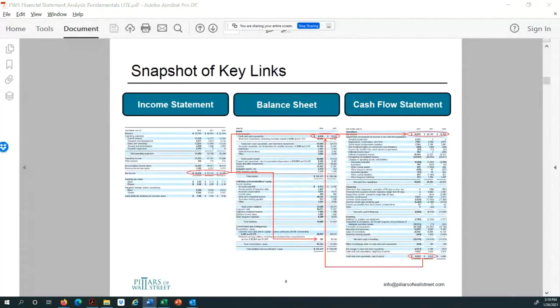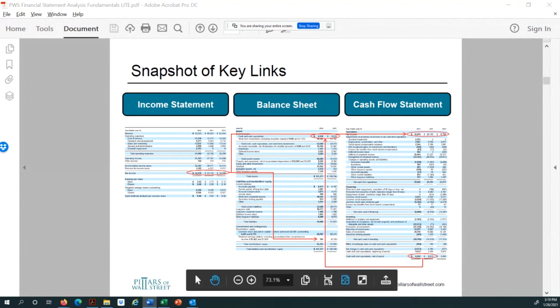Here is just a quick snapshot of the key links showing you the three statements with these interconnections in action, right? So you see all of the different links here. You see the net income circled in red on the left in the income statement. Those net income numbers tie to the top of the cash flow. It's the same figures, right? And at the bottom of the cash flow, the two cash figures tie to the top of the balance sheet.